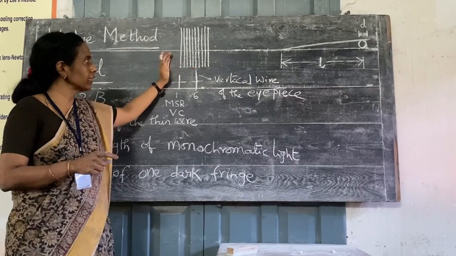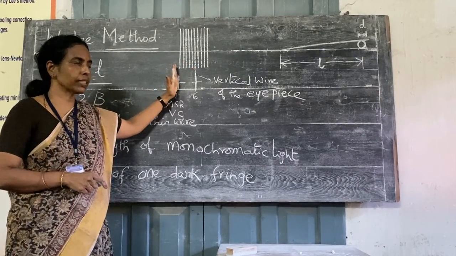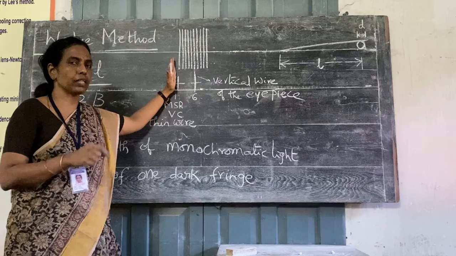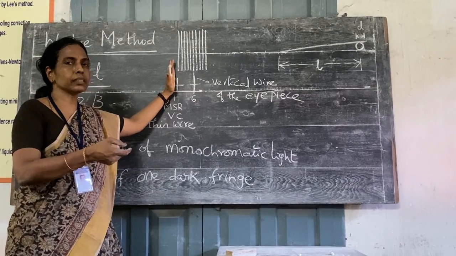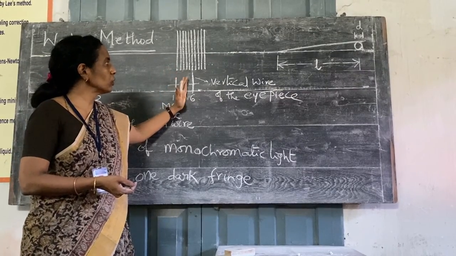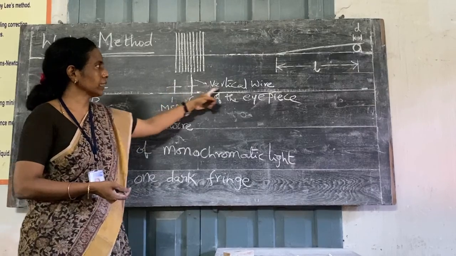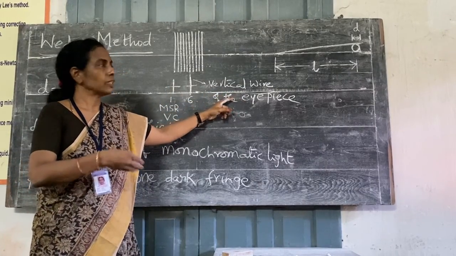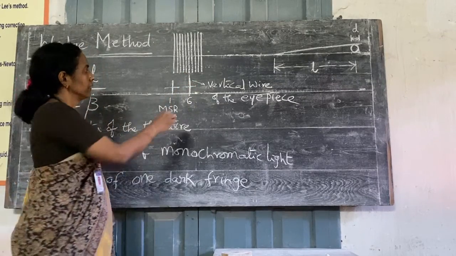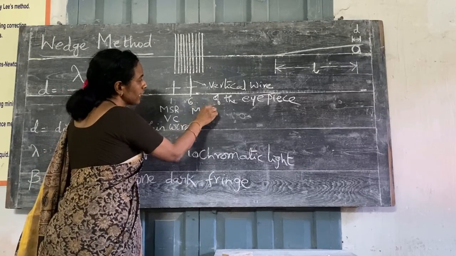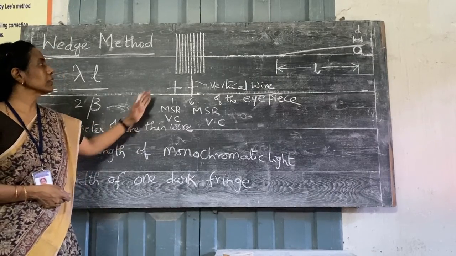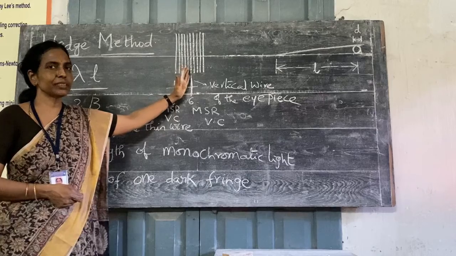At the start of the experiment, we will fix the vertical wire of the eyepiece at a particular white fringe, and then adjusting the screw, we will move the vertical wire. Next, the sixth bright line. Then we note the readings of main scale reading and Vernier coincidence. So we took the first bright line and sixth bright fringe.